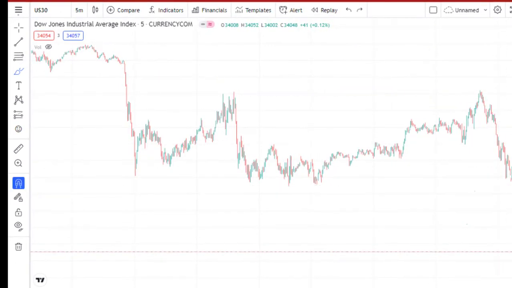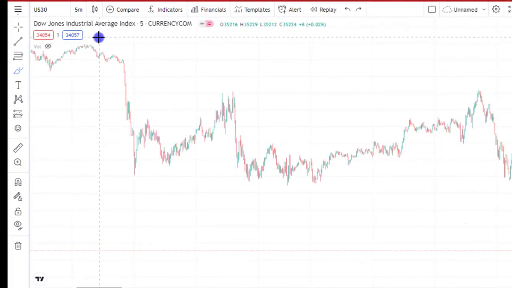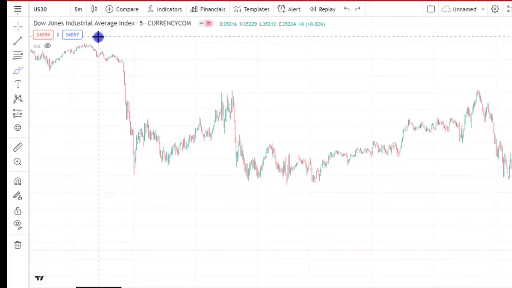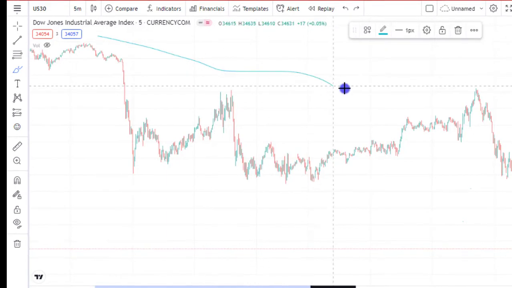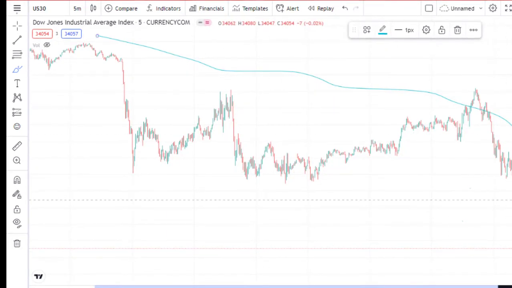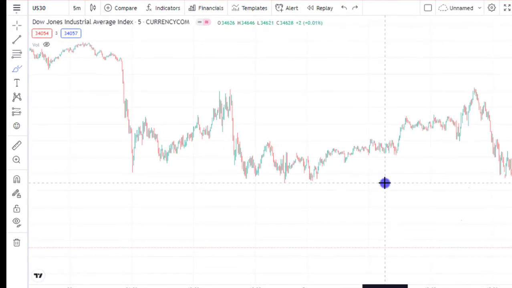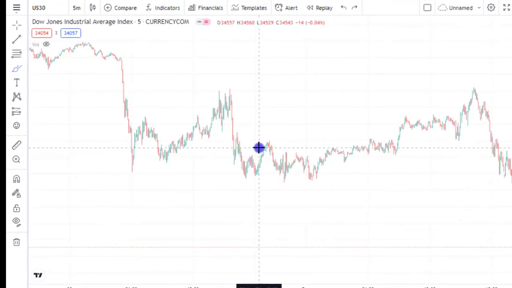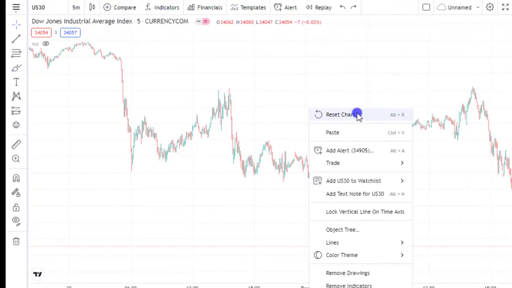So now, for new traders, I will always advise that whenever you are trading, you're looking for trade, please and please do not trade against the trend. Always remember that the trend is your friend. So now, since we know that our market is going downwards, we should be looking for more of sales. So let me reset the chart back.